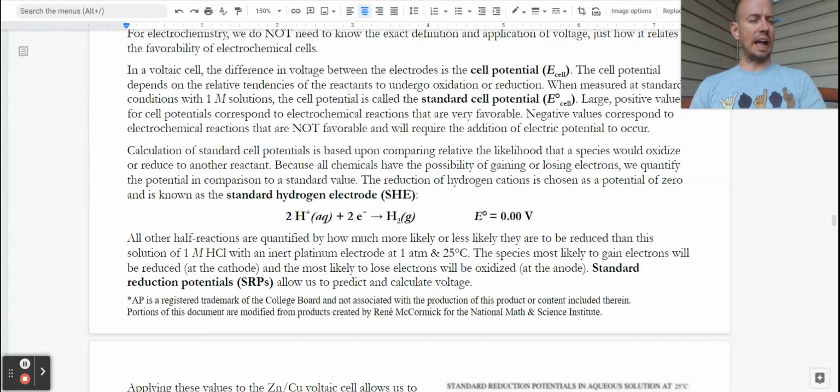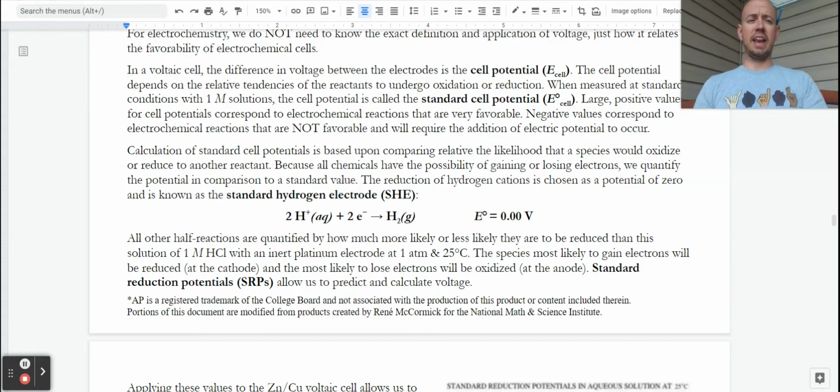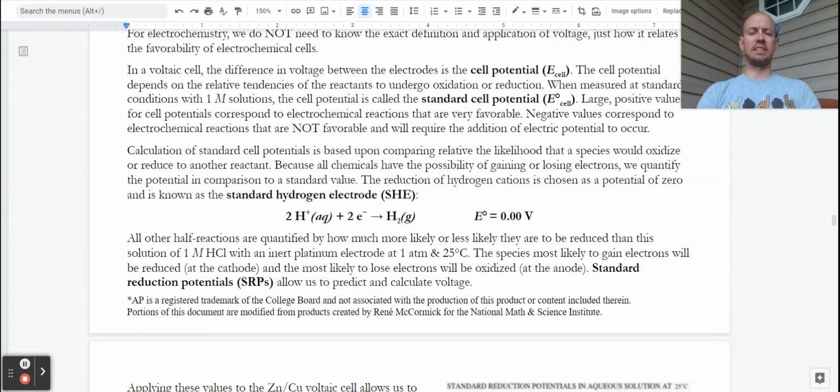So 1 molar H plus, we're talking about a 1 molar solution of an acid, maybe hydrochloric acid, gaining the electrons to make hydrogen. Everything else is compared to this, and in a question, you'd either be given a table with a whole bunch of reduction potentials, or you would be given just the ones that you need. So these values are always going to be, by convention, given as reduction potentials.